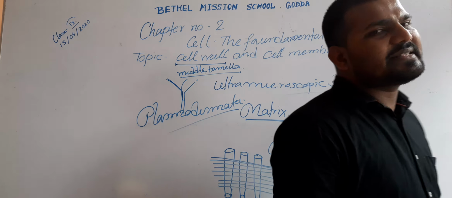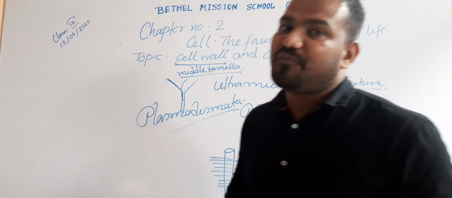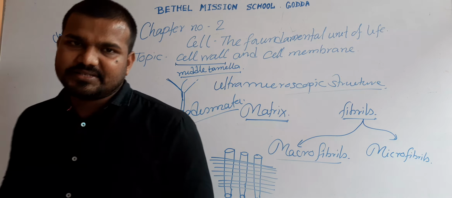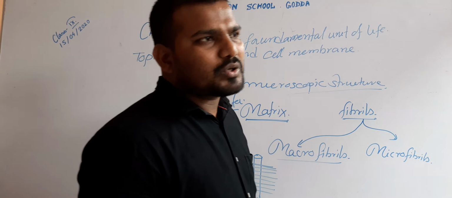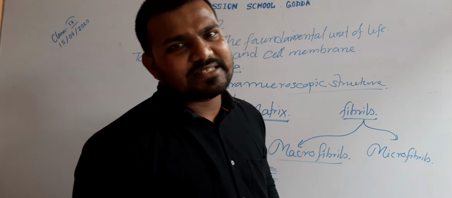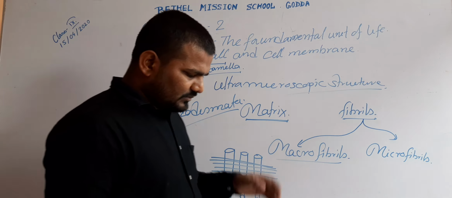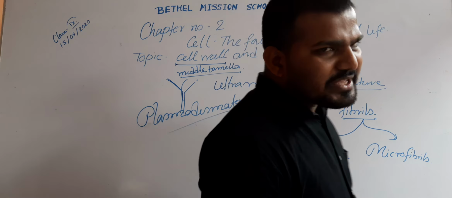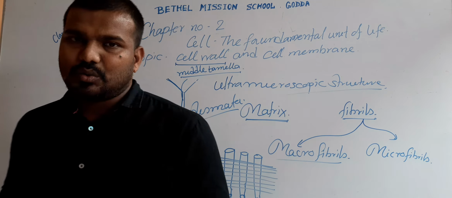The first one, it is a general outer covering of plant cell, so it can fix the cell size and shape. It can protect the inner portion of the cell. In the case of the plant, cell wall provides mechanical support. And the last one, the plasmodesmata regulate the cytoplasmic movement between two cells.